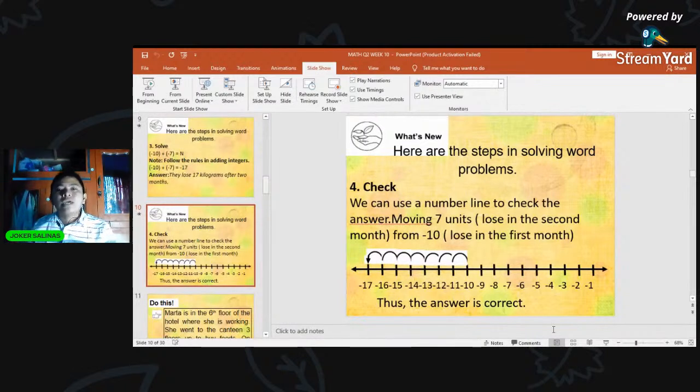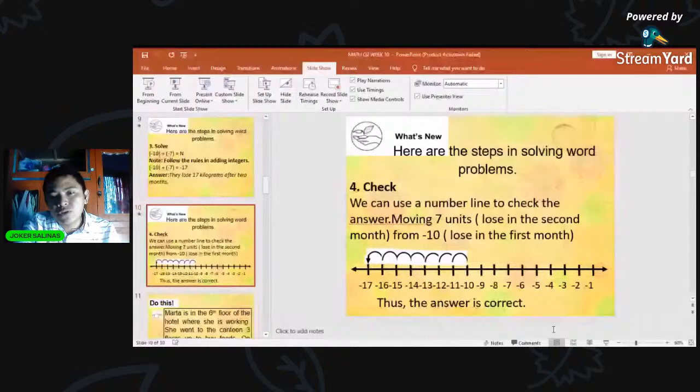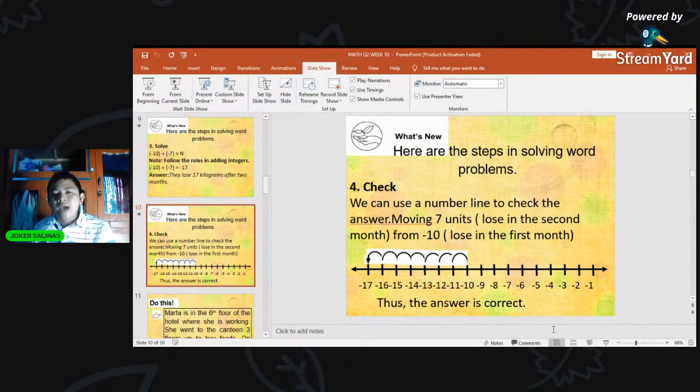And the last step, to check if your answer is correct, we could use a number line. To check the answer, we move 7 units, the loss in the second month, from negative 10, the loss in the first month. They lost 10 kilograms in the first month, so that is negative 10. Then they lost another 7 kilograms in the second month. So 1, 2, 3, 4, 5, 6, 7. We stop at negative 17. Thus, the answer is correct.